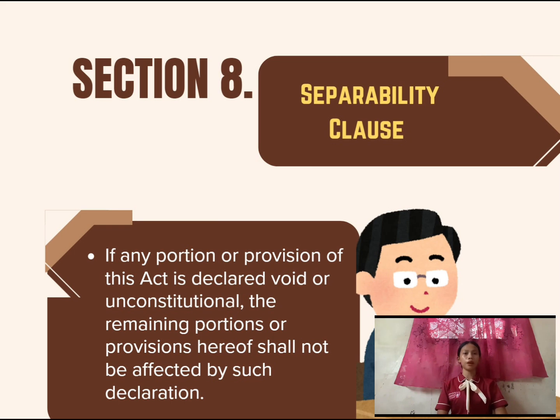Section 8. Separability Clause. A separability clause is a legal provision that states that if any part of a contract or law is found to be invalid or unenforceable, the remaining parts of the contract or law will be valid and enforceable.